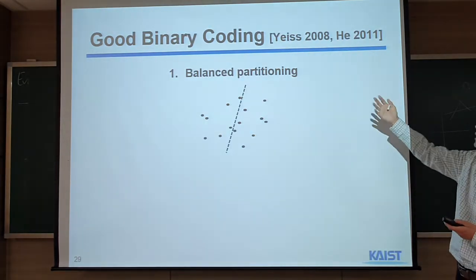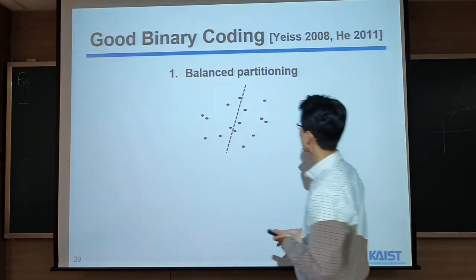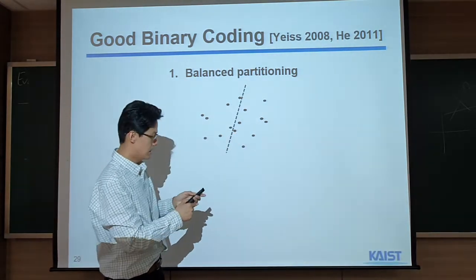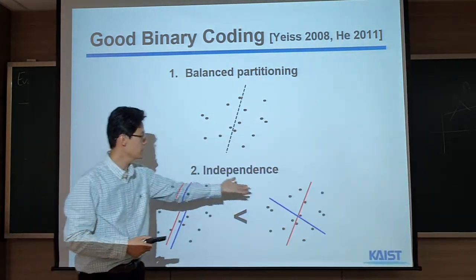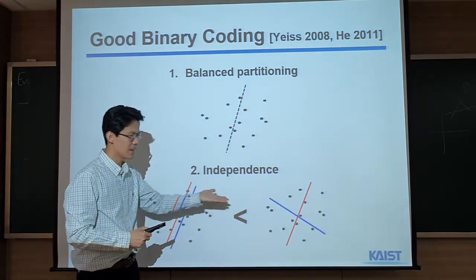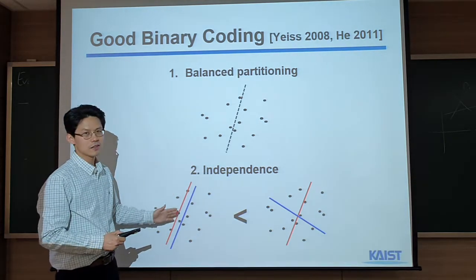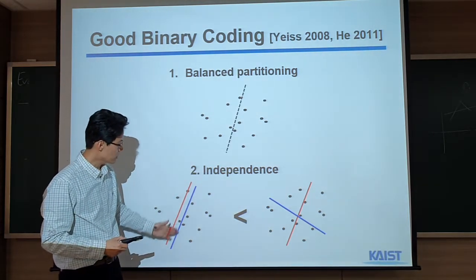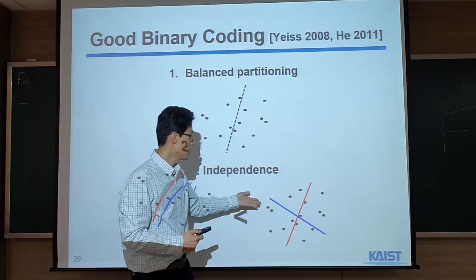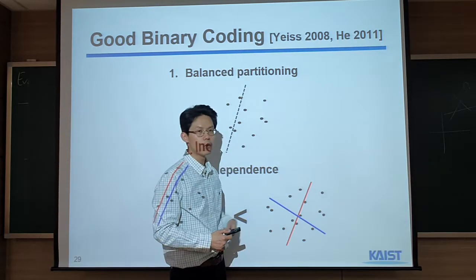In the case of hyperplanes, these are very well-known criteria. Obviously, we need balanced partitioning, right? And for two different hyperplanes, which one might be better than the other? The second one, obviously, because the first two are redundant with each other, and using the secondary one doesn't give any information. So when you have a new hyperplane, it should be independent from the other one.